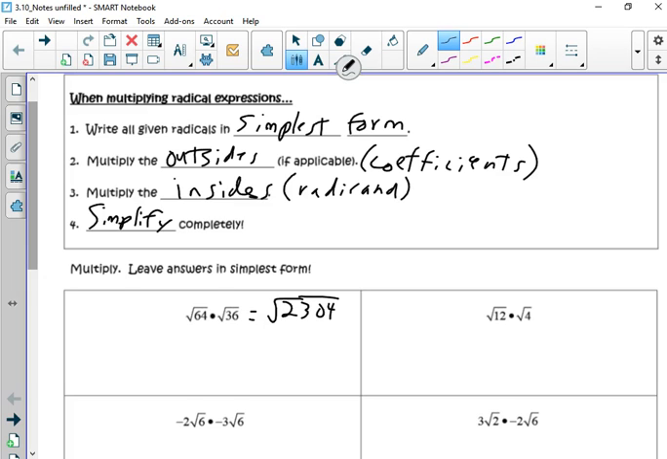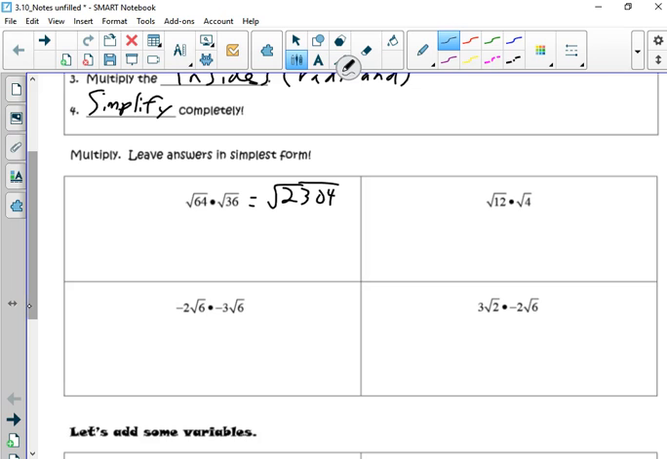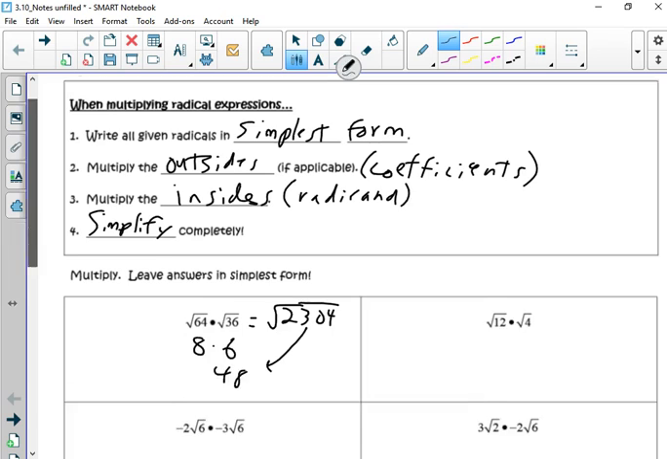Anybody have an idea off the bat what that is? Probably not. Yeah, type it in the calculator, but it does end up being a perfect square. But off the top, that's a huge number. But if we simplify first, what is the square root of 64? It's just simply 8. What's the square root of 36? 6. And yes, this is the same thing, 48. But if you simplify it first, it's much easier.